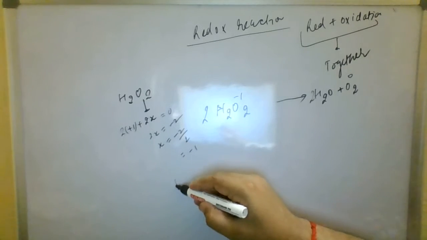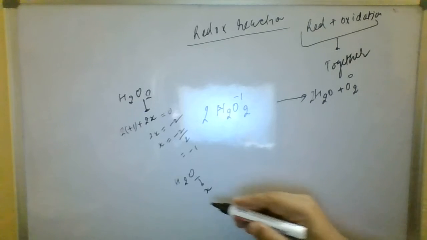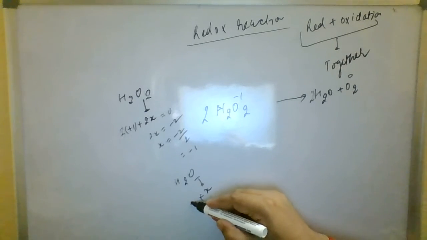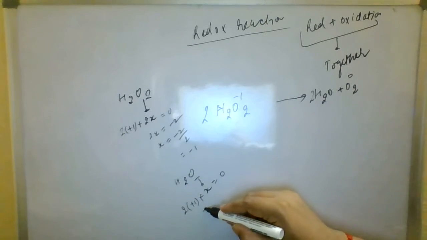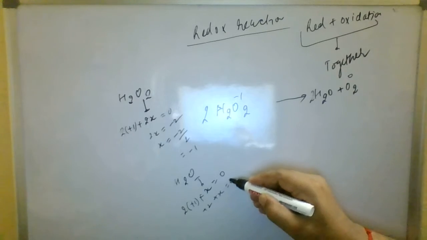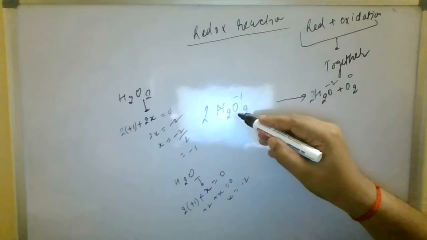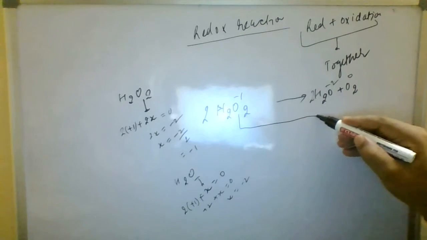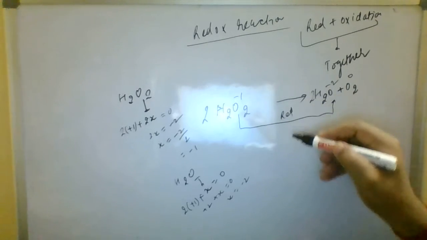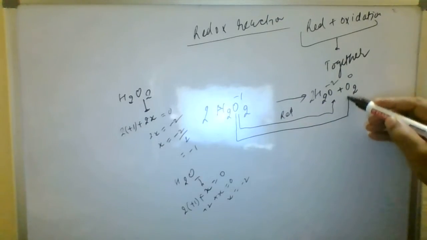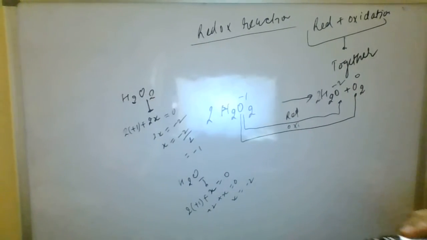And in H2O, consider oxygen as X, because there is 1 oxygen. There are 2 hydrogens, each with plus 1 charge, and the total charge is 0. So plus 2 plus X equals 0, so X equals minus 2. Now see, oxygen is changing from minus 1 to minus 2, more negative, so this is reduction. And minus 1 to 0 is an increase, so this is oxidation. So what is happening in this reaction?